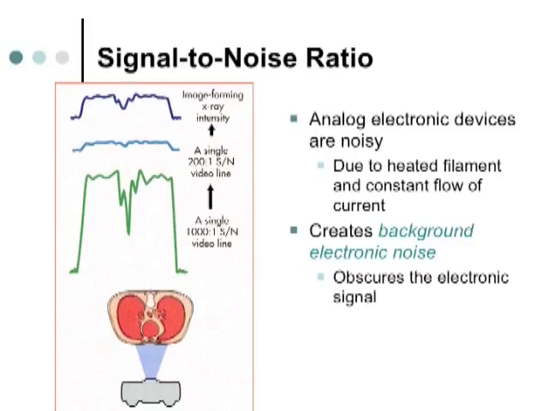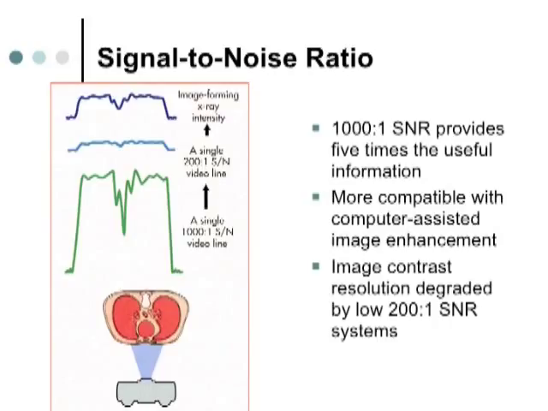This image is 5 times better with a signal-to-noise ratio of 1,000 to 1. Okay, so 1,000 to 1 provides 5 times more useful information because you're not getting noise. Think of noise as scattered radiation, in a way. It's more compatible with the new computer systems that we're using, and has higher resolution as a result. So pretty much everybody's gone with the new flat panel to replace the CRTs. Now that's, again, a lot of information in a short period of time.